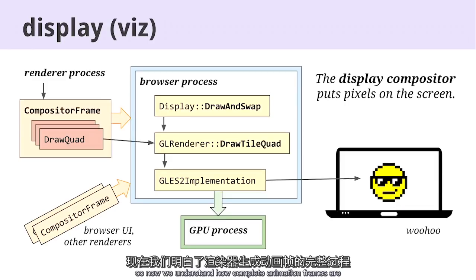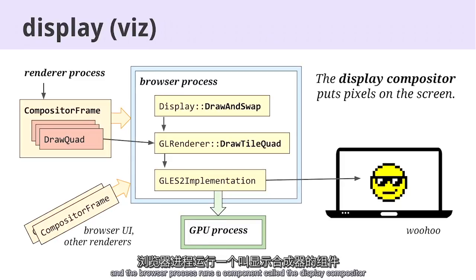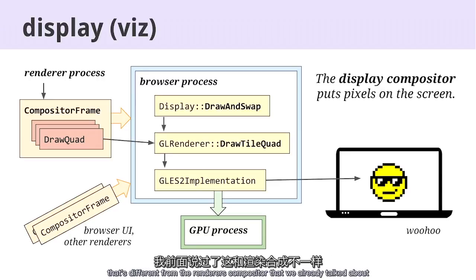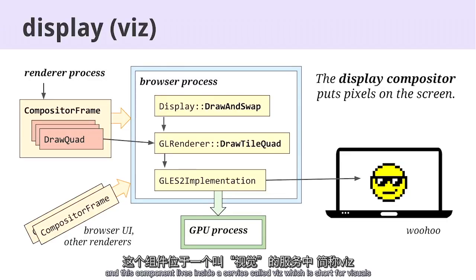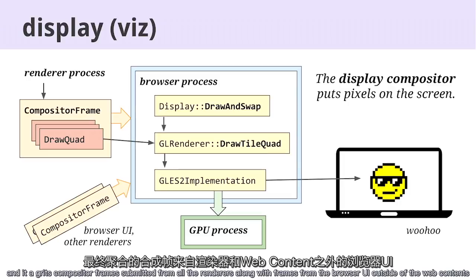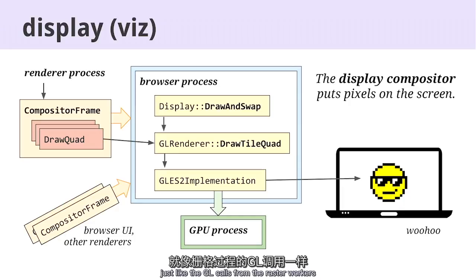So now we understand how complete animation frames are produced by the renderer and submitted to the browser process. The browser process runs a component called the display compositor. That's different from the renderer's compositor that we already talked about. This component lives inside a service called viz, which is short for visuals. It aggregates compositor frames submitted from all the renderers, along with frames from the browser UI outside of the web contents. Then it issues the OpenGL calls to draw the quad resources, which go to the GPU process, just like the GL calls from the raster workers.